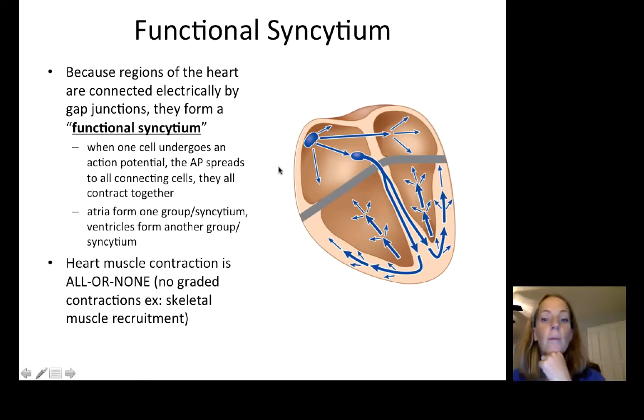So the atria will form one group or one syncytium, and the ventricles will form another group because we want pumping and filling in the atria, and then pumping and filling in the ventricles. Because of this, it's very important to understand that a heart muscle contraction is all or none. So once you get an electrical signal to get the heart pumping or to get one heartbeat, then that's going to spread through the whole heart, through all the gap junctions in a very specific pattern, all or nothing.